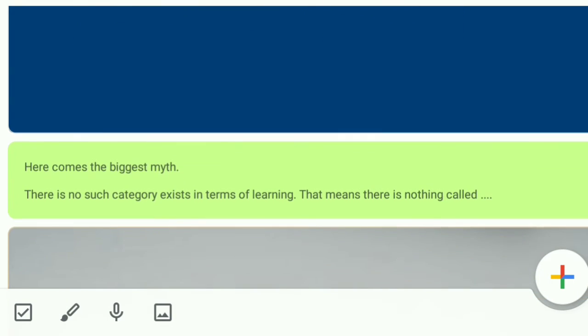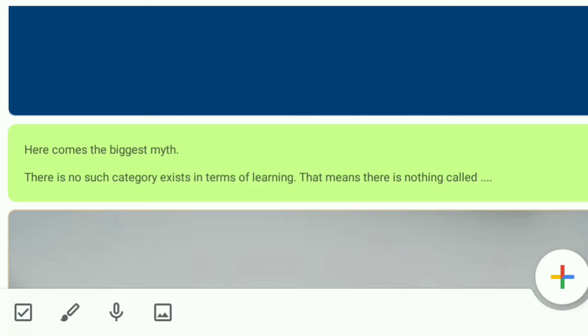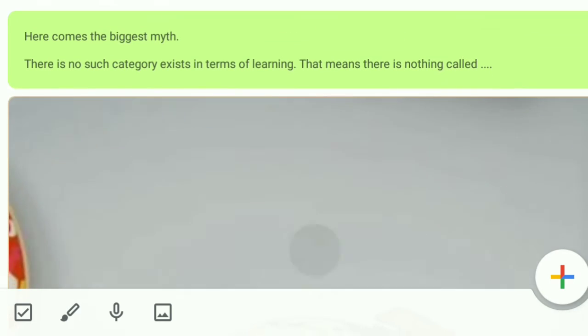Now here comes the biggest myth. There is no such category that exists in terms of learning. That means there is nothing called this category or that category. I know many people can oppose this idea, but this is the fact. Let's see how these things work.